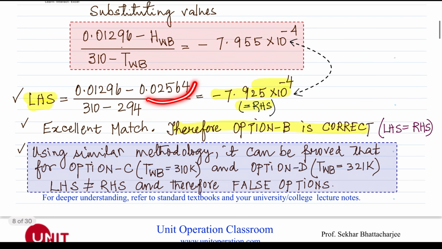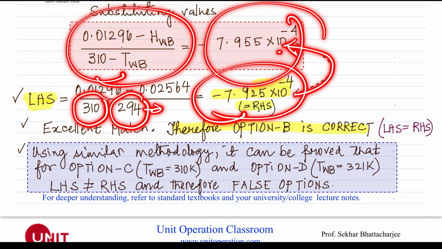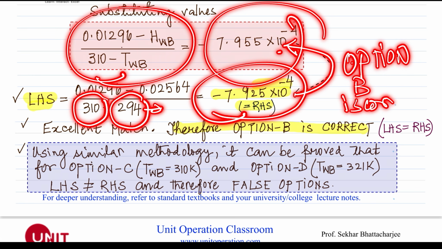We substitute here. This is the dry bulb temperature, and this is the wet bulb temperature, which is option B. We see this value comes to be equal to this. So this is very much close to this particular value. So we can say the left hand side is equal to the right hand side. So option B is correct. More details, of course, are shown in the website here.